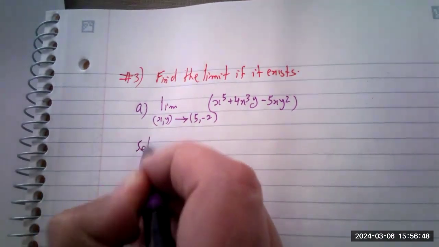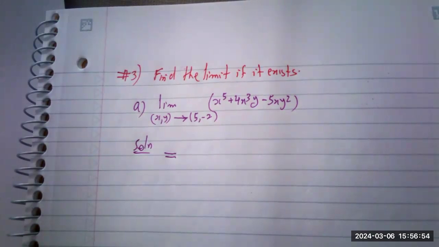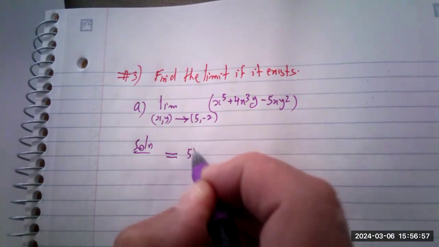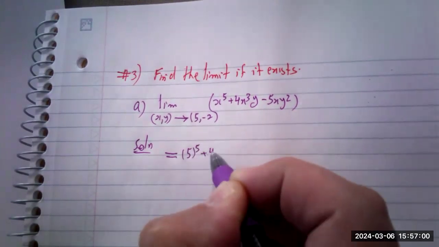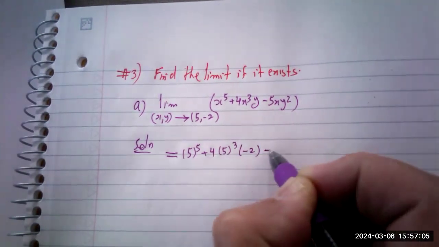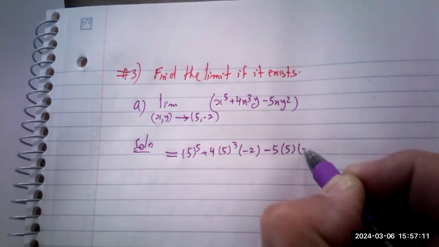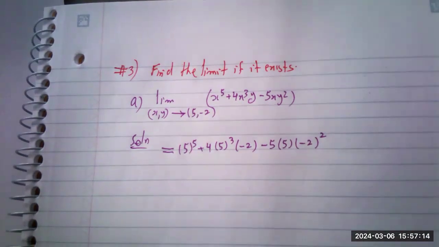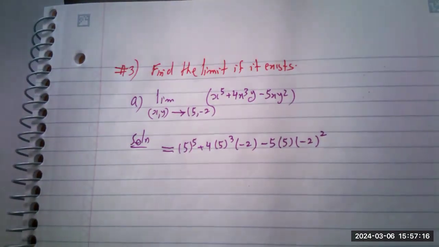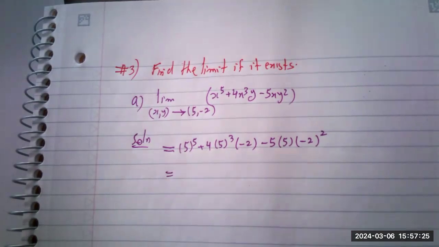So for the solution, the limit would be equal to substituting. Okay, x to the 5th, x is 5. So that gives you 5 to the 5th plus 4 times 5 cubed times y, which is -2, minus 5 times x, x is 5, times y squared, which is (-2) squared. That will give you the result, and you just simplify it. So that gives you 5 to the 5th.